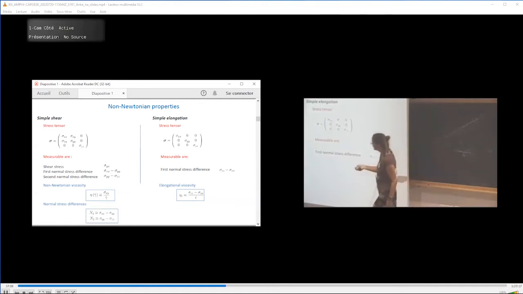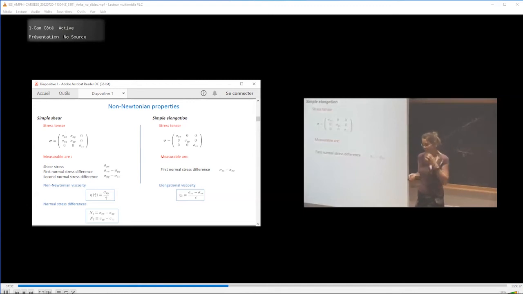They will just compress the fluid from all sides. So this is why we say that what we can measure are the differences between those, and there's a definition of the first normal stress difference and the second normal stress difference. And I think that's what I put here. So we have a non-Newtonian viscosity, we have normal stress differences, and what is different for this non-Newtonian viscosity compared to the viscosity you had before is that it can now actually depend on the shear rate, so it will not be a constant anymore.